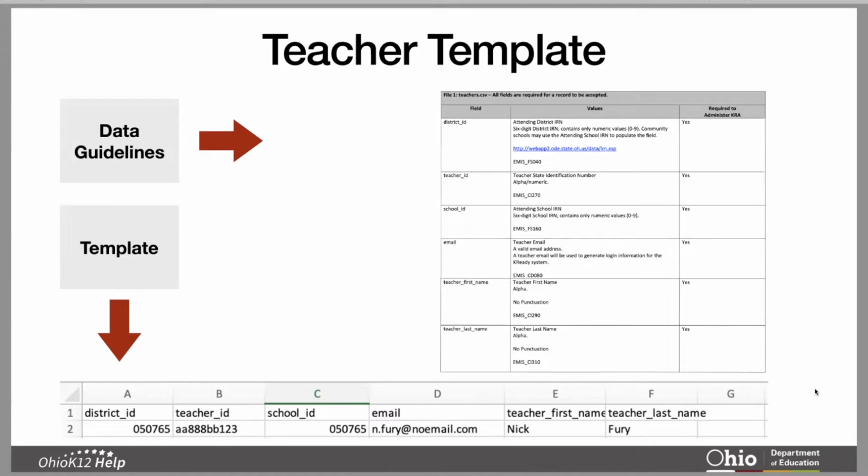As you can see here in the teacher template, it lists the district ID, the IRN number that we use here in Ohio. So that 6-digit IRN number with the leading 0. Next is the teacher ID and then the school ID. That ID is your building IRN number. Then the email for the teacher and the first and last name. That's the information that's needed for the teacher template.